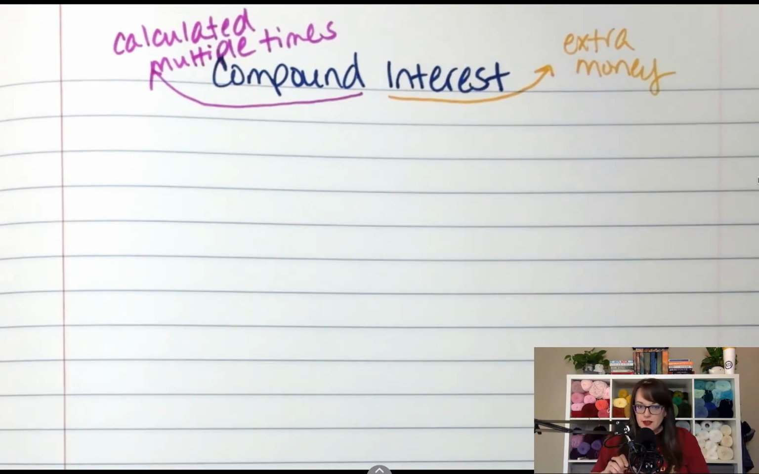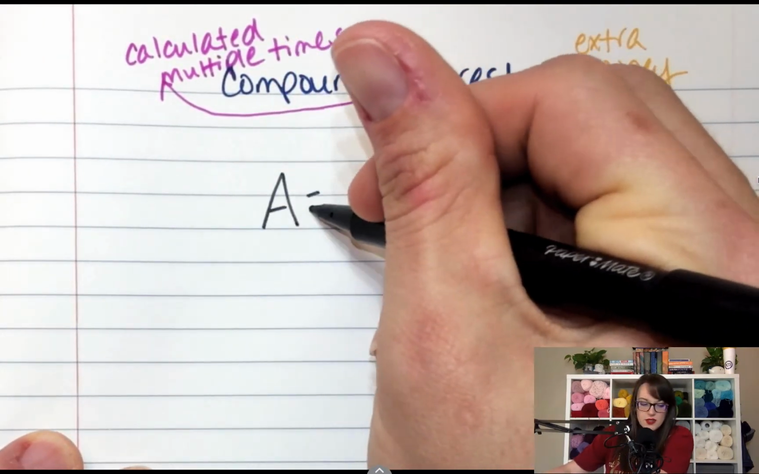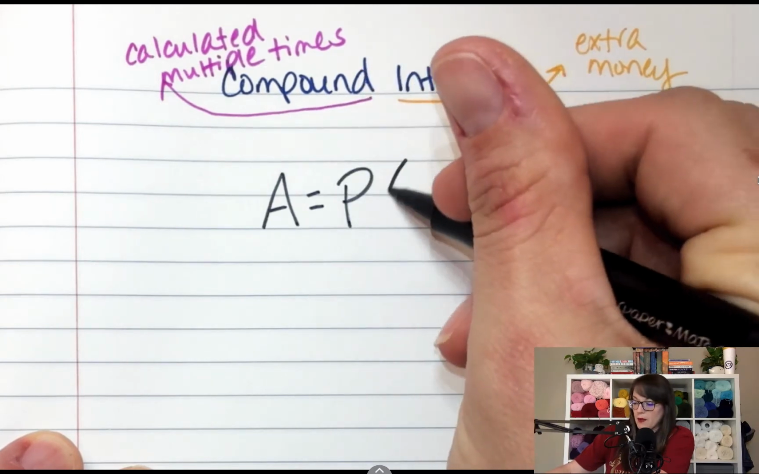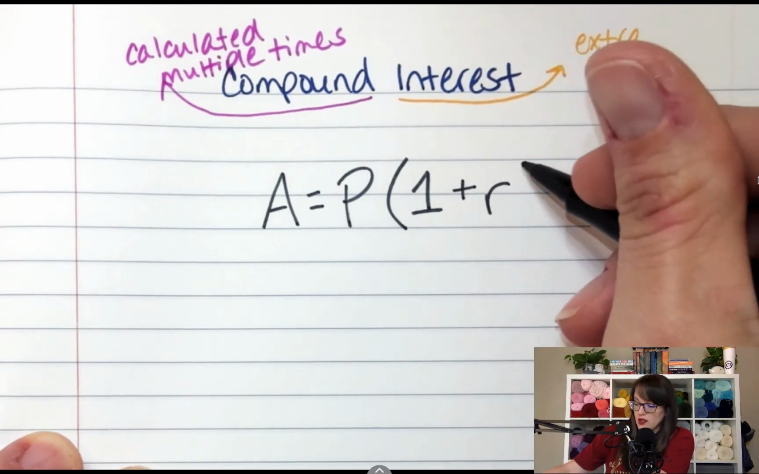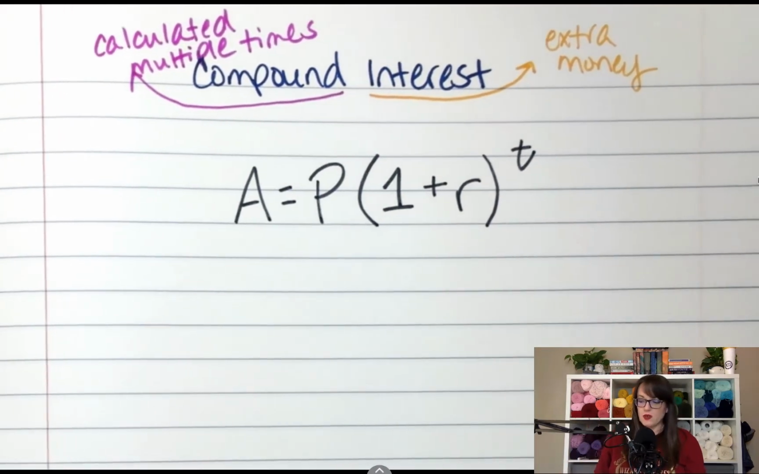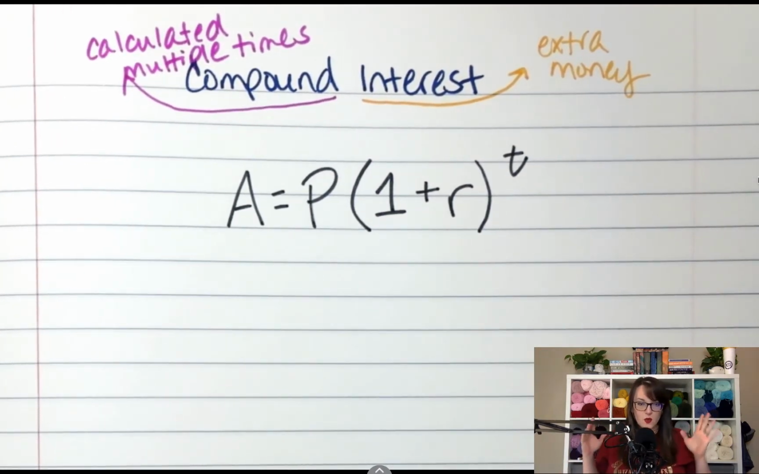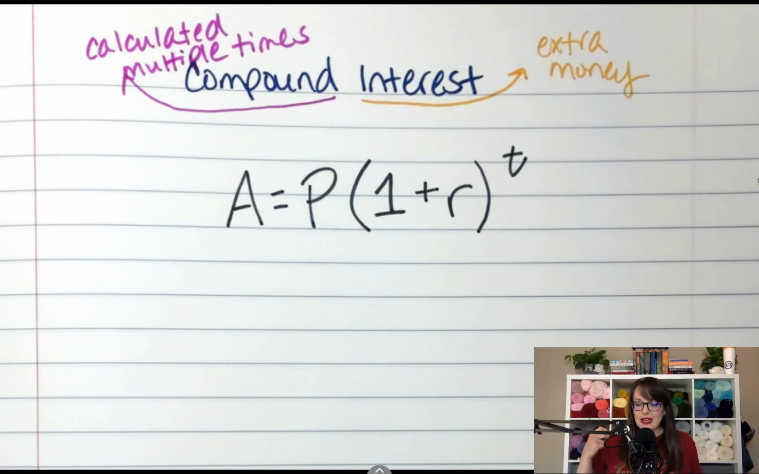The formula for compound interest is A equals capital P parentheses 1 plus R and then an exponent of T. So A equals capital P parentheses 1 plus R close parentheses to the exponent T. Don't forget that an exponent is not multiplication. If the exponent is to the third power, you multiply that number by itself 3 times.